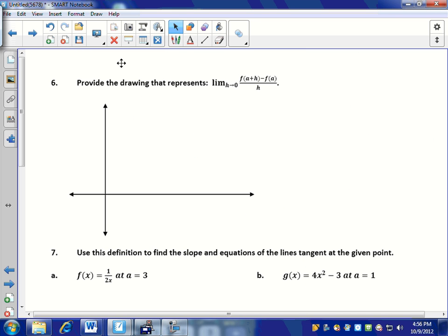Oh, provide a drawing that represents this limit. Excellent. Now, you may think that you know how to do this, but watch this to make sure you got the whole thing, because my guess is that you missed something.